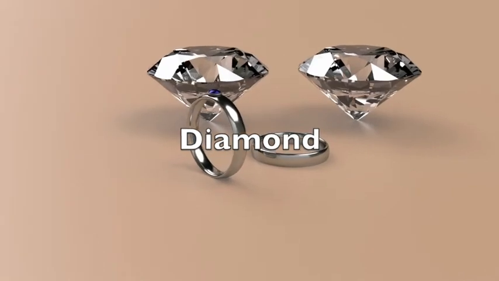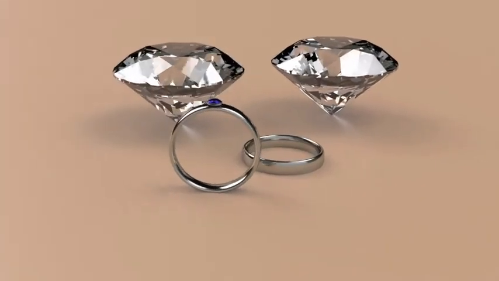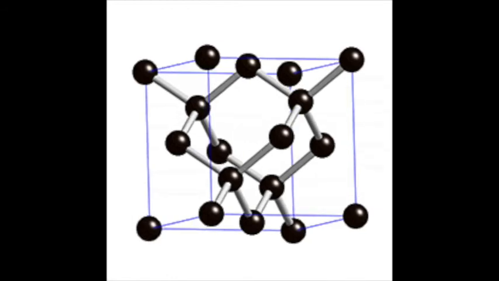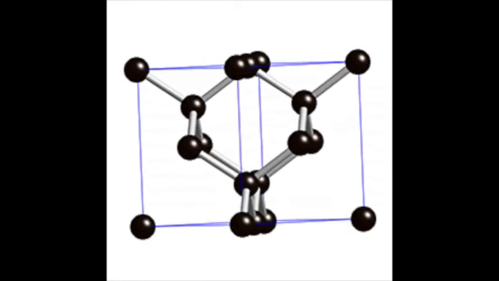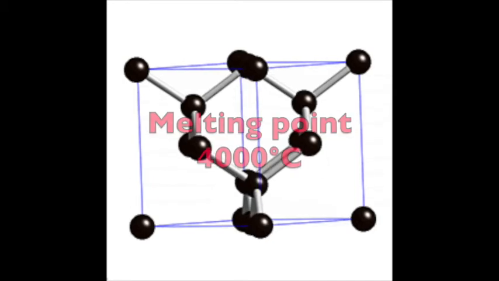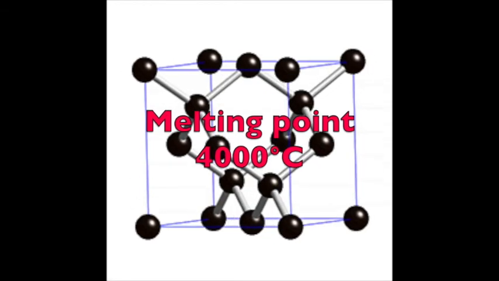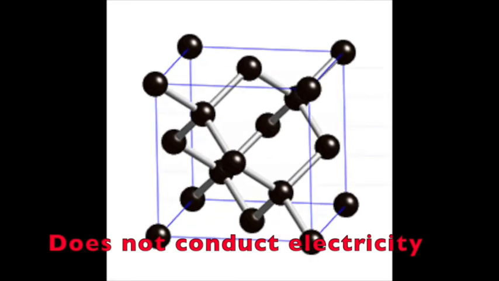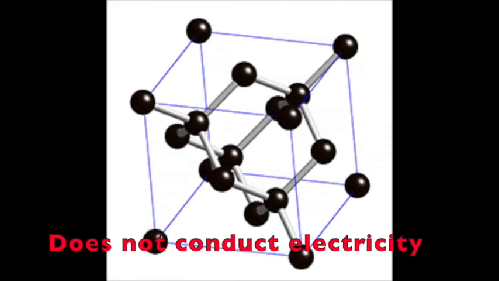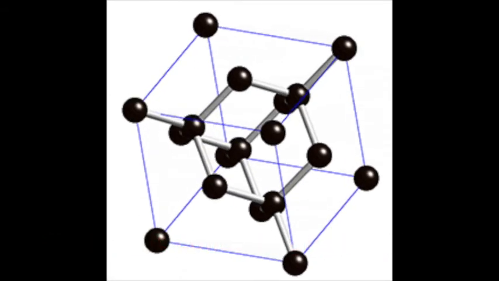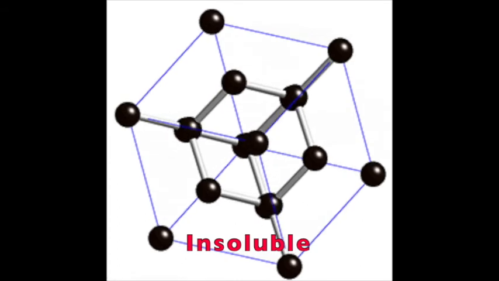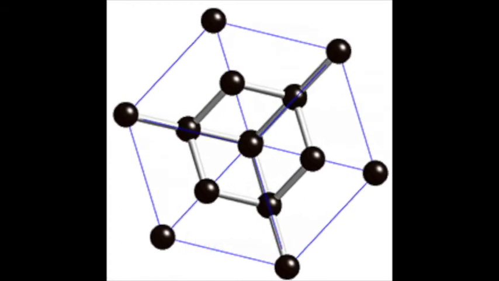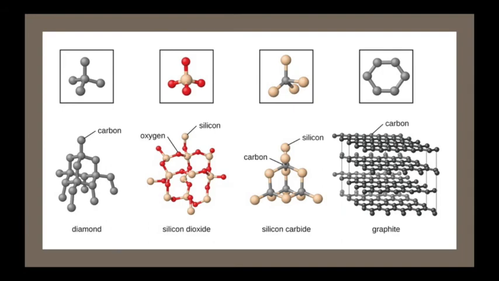Diamond is also comprised of carbon atoms, but in diamond, each carbon atom is bound to 4 other carbons in a 3-dimensional giant covalent structure. Diamond has a very high melting point, almost 4,000 degrees Celsius. Diamond is very hard, and it does not conduct electricity because all the electrons are held very tightly and they're not free to move. It's also insoluble in water, and it doesn't dissolve in other solvents either. Examples of network covalent solids include diamond, graphite, silicon dioxide or sand, and silicon carbide.